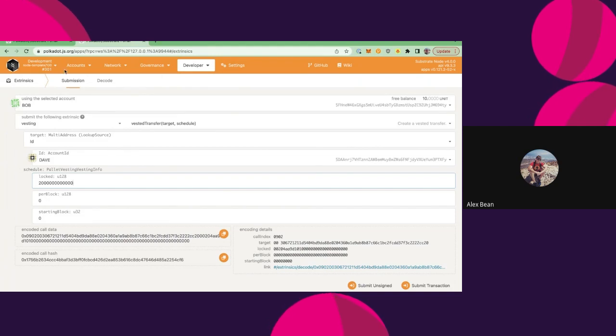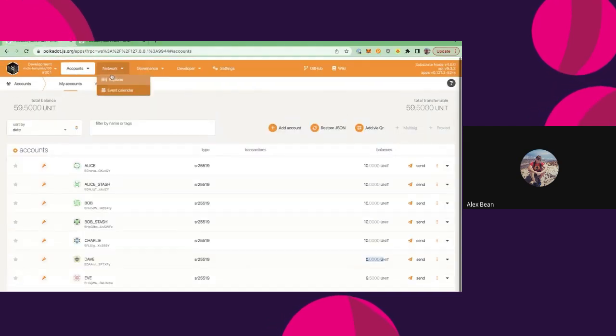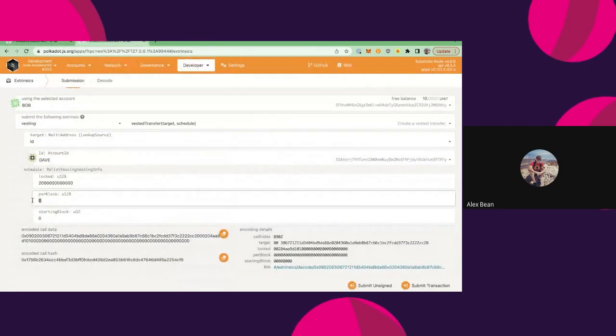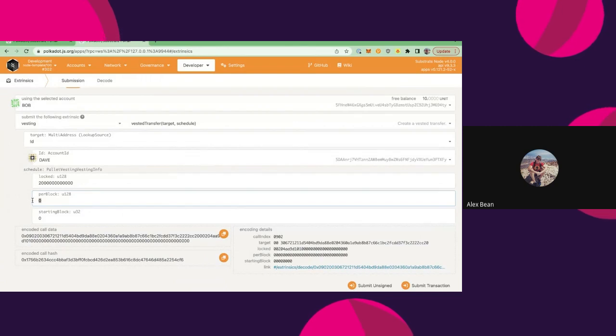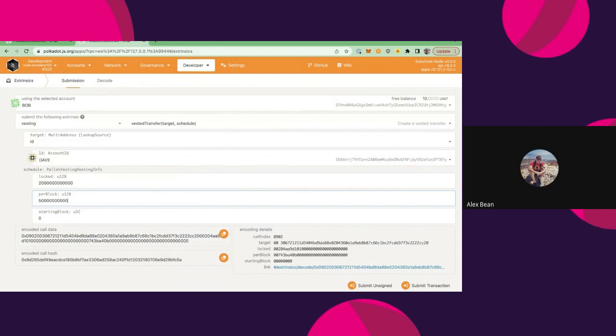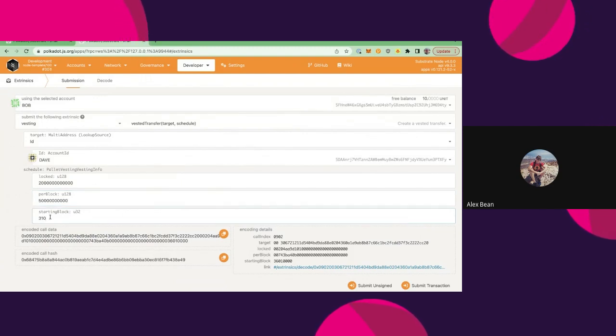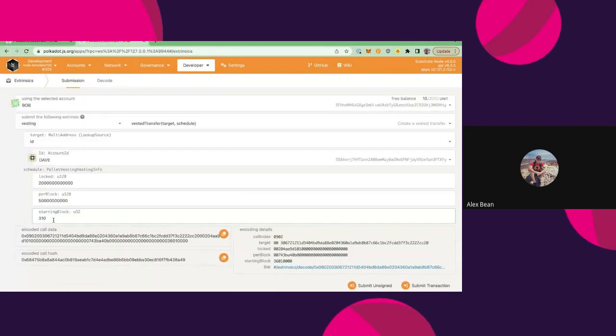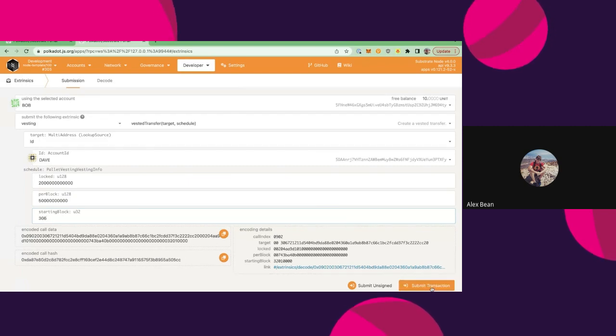And let's see the blocks. Now we are around block 300. So we want that each block, 0.05 amount is released each block. So we put here 0.05. And let's say we want that to start in block 310. We are now in block 300. Let's put a bit less. We want that to start in block 306. So we submit the transaction.